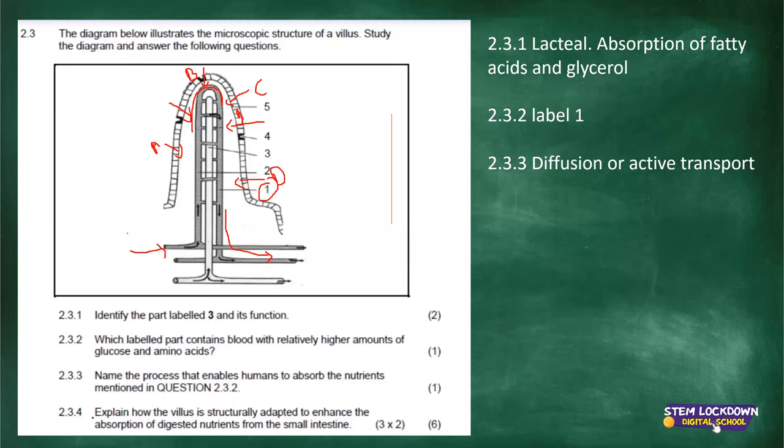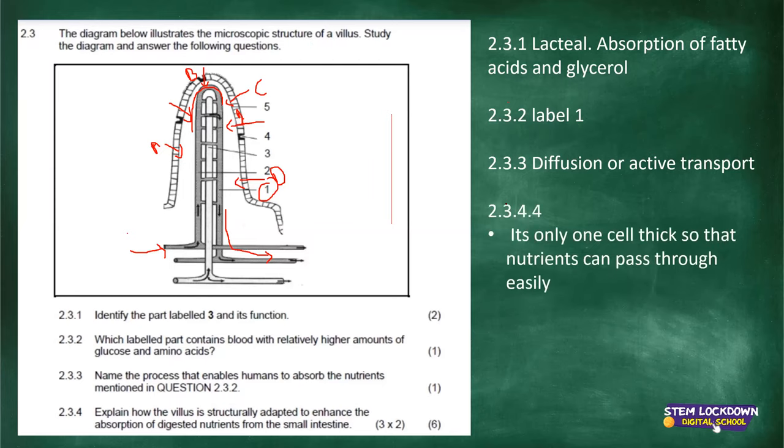Explain how the villus is structurally adapted to enhance the absorption of digested nutrients from the small intestine. So because this is a fairly long answer, I'll just give it to you guys. And here's the answer. The first part of the answer, as we can see, guys, the mark allocation is 3 times 2. So we need 3 points, right? And it's 2 marks each.